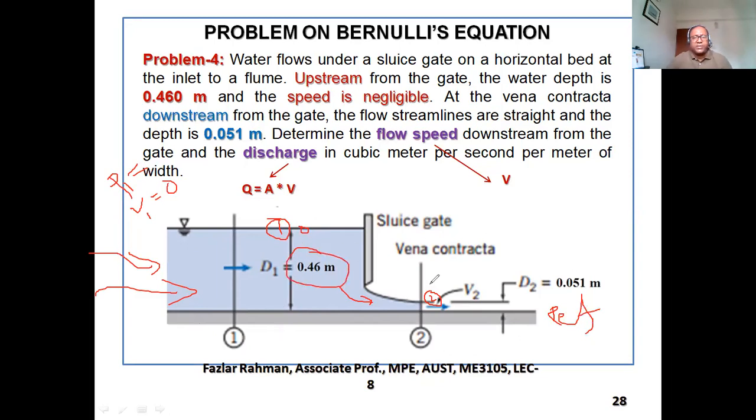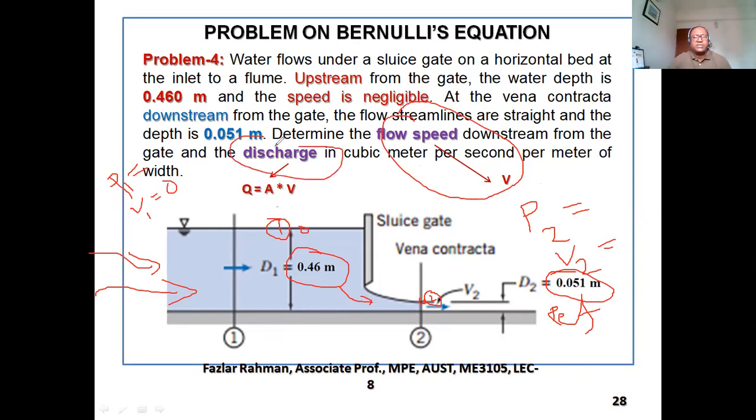Now at point 2, what is the pressure? Same thing, atmospheric pressure. Nothing else, only atmospheric pressure. V2 is what we need to figure out, because they want to know the flow speed. That means V2. And what will be the Z2? 0.051.